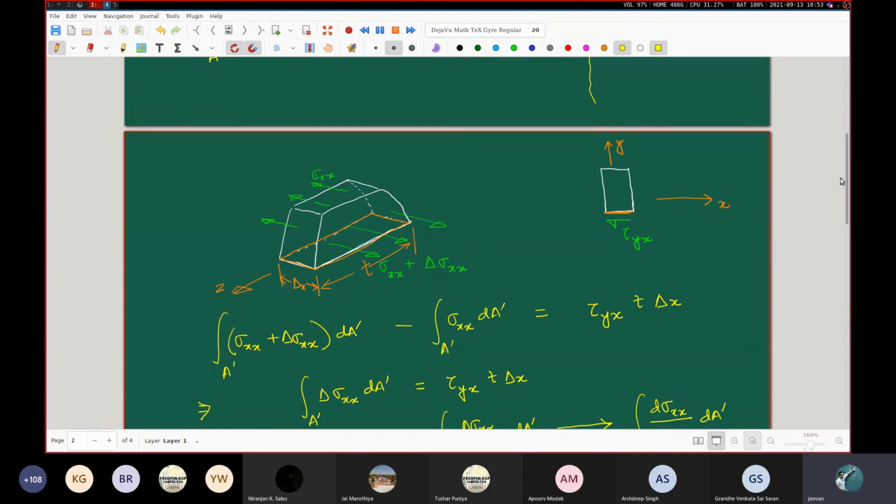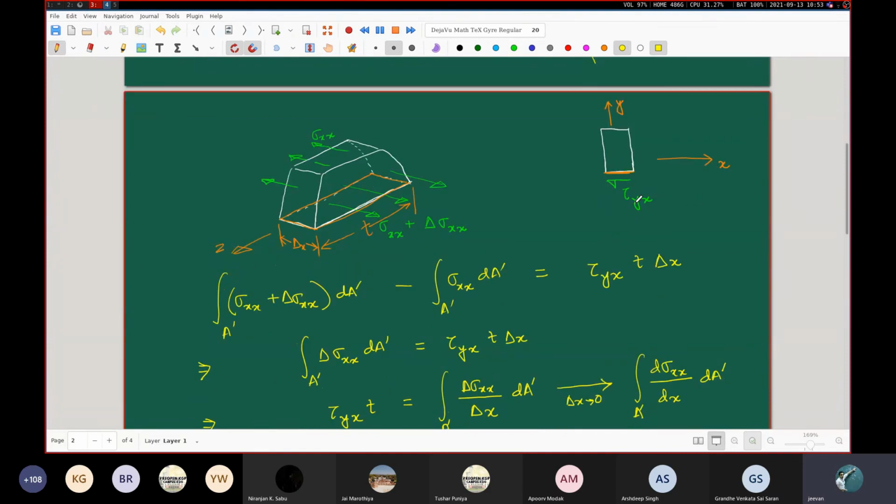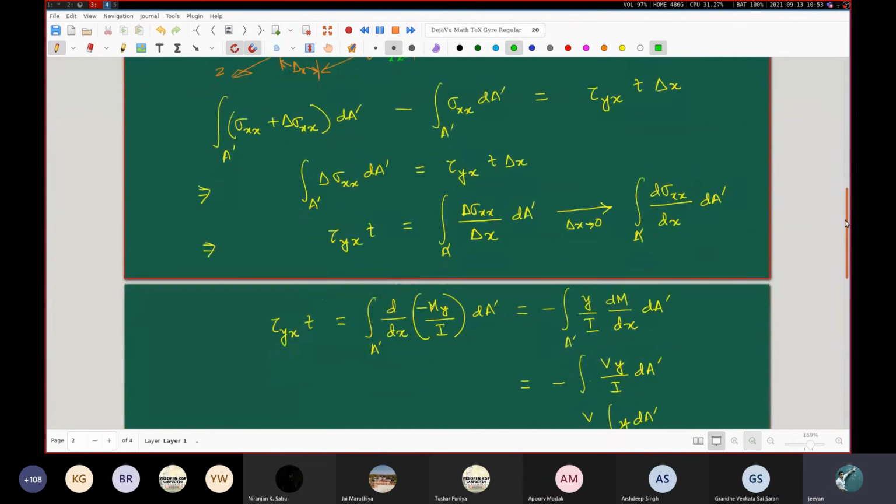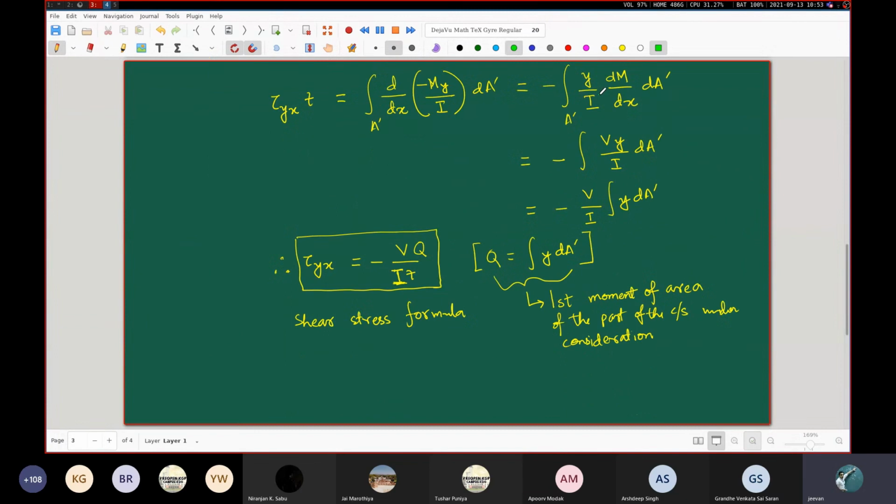But the truth is that the moment you find out this tau yx, the tau xy, which is present here on this right hand side, is automatically found out because tau xy is actually equal to tau yx. That is the whole point of this. So separately you don't have to do any extra effort to find out the tau xy. Tau xy is equal to tau yx is equal to minus VQ by It.